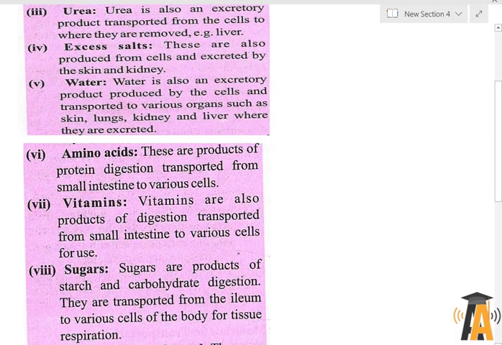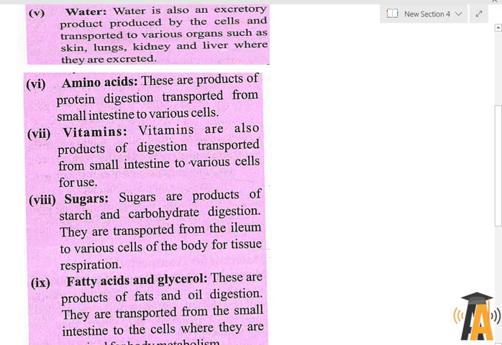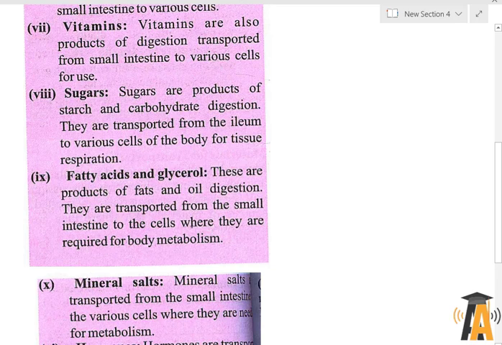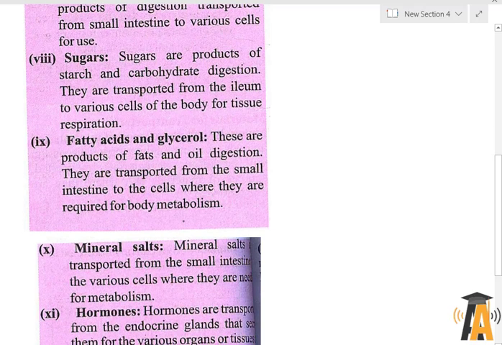Also, we have amino acids. They're the building blocks of proteins. When you eat, the end product of protein digestion gives you amino acids. They need to be transported because they are nutrients which your body needs. Vitamins too are nutrients. Sugars are also nutrients, so they need to be transported to the various parts of the body so that they can be utilized in the release of energy. Fatty acids as well as glycerol are also part of those nutrients. Minerals, salt is part of it.